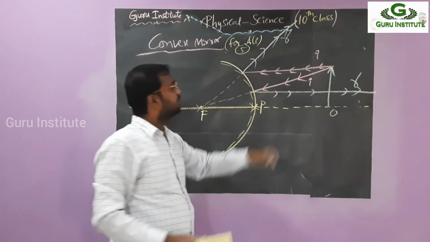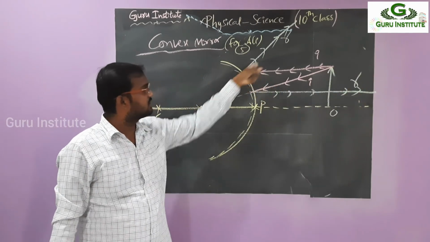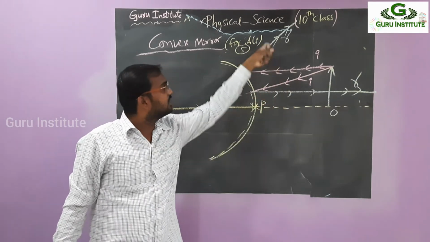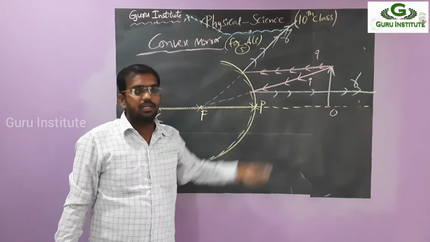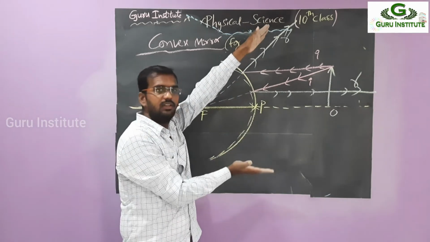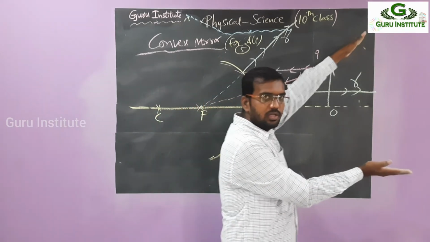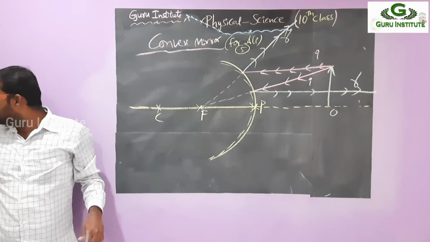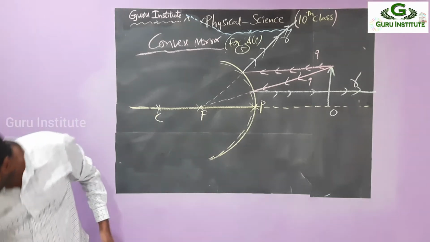So observe, parallel to principal axis, passing through focus. Next, passing through focus, parallel to principal axis. Do these two meet? No, they are going like this. One is going like this, one is going like this. Going forward, they do not meet. If you extend the back side, there is a chance to meet. So that's why we have to try to make them meet.